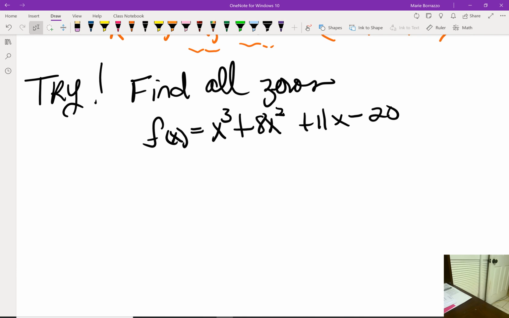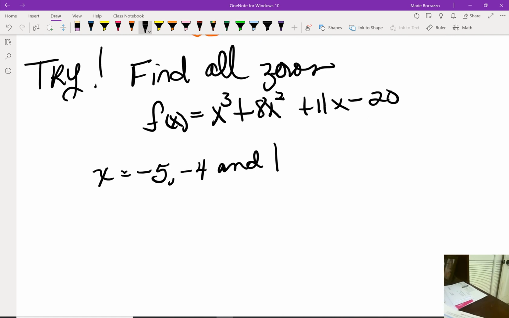So if you want to pause this, go ahead, pause it, find your solutions, and when you're done, come back and the solutions are here, where your solution set are x equals 5, -4, and 1, following the same steps as above.